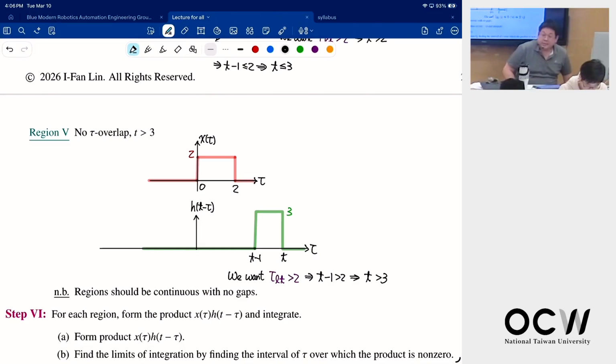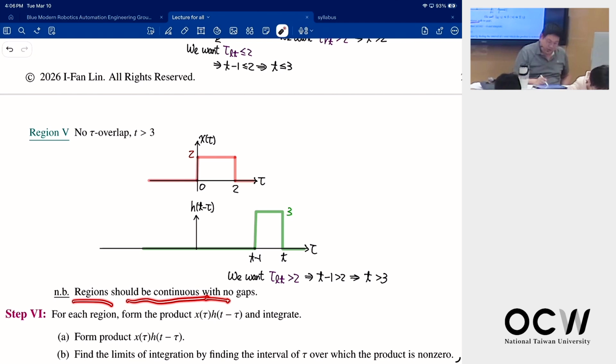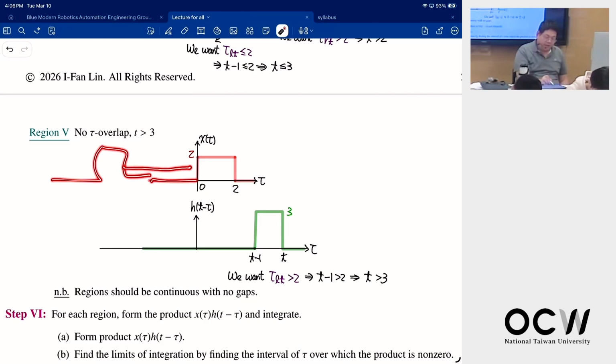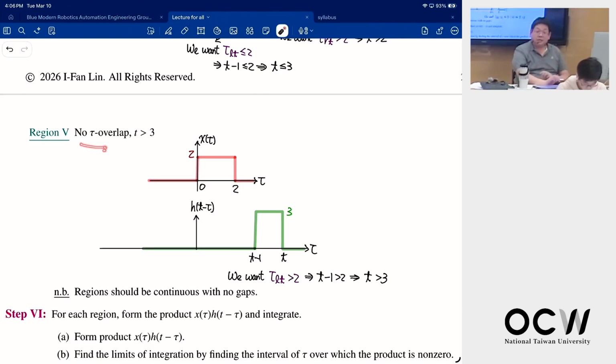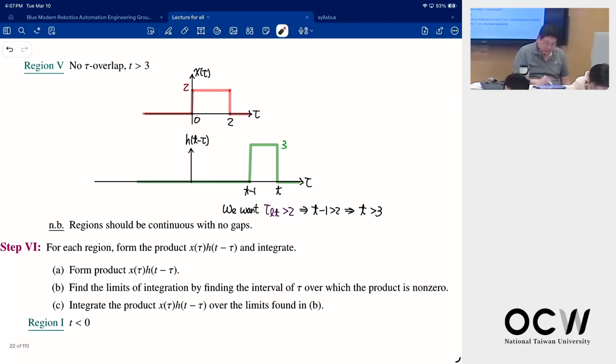Okay, and since it is a continuous case, regions should be continuous with no gaps. So when we move the h, no overlap, no overlap, no overlap, until we have partial overlap, and then total overlap, and then moving on, they have a partial overlap until you have no overlap, then you are done. Then you can find the product and also integrate it. So you form the product, then you find the limit of integration, and then you integrate that.